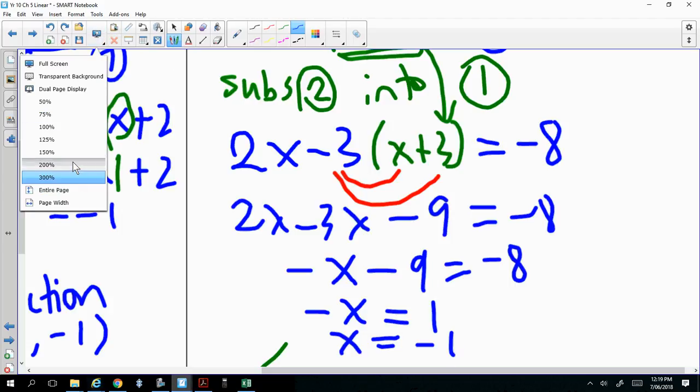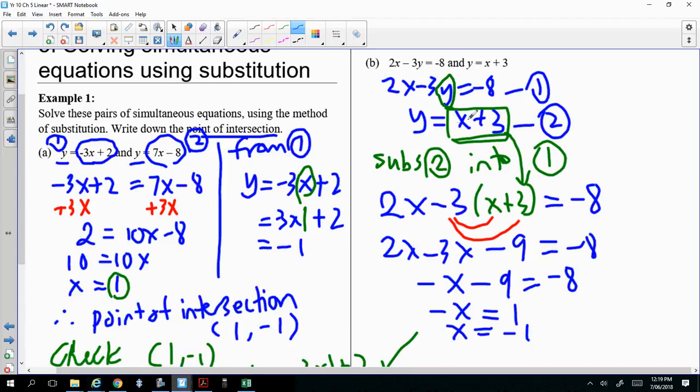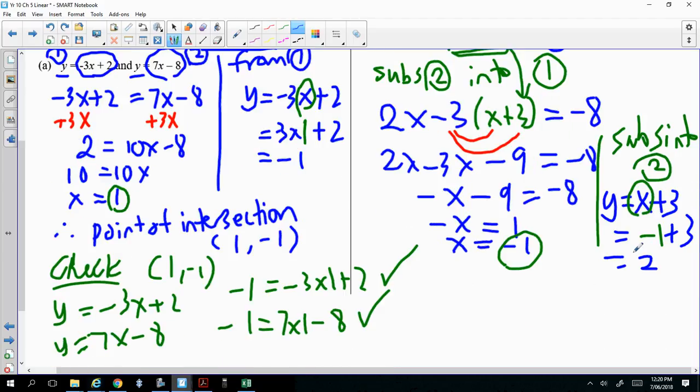Which one do I substitute? Substitute into the second one. See, y was the subject. So then after that, you do substitute into equation 2. So you get y equals x plus 3. That x is now replaced by negative 1. And negative 1 plus 3 is 2. So therefore, the point of intersection, POI for short, is equal to negative 1, 2.